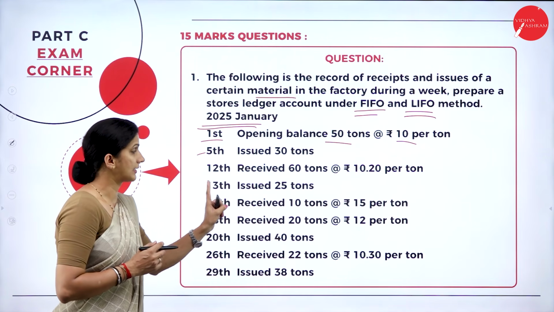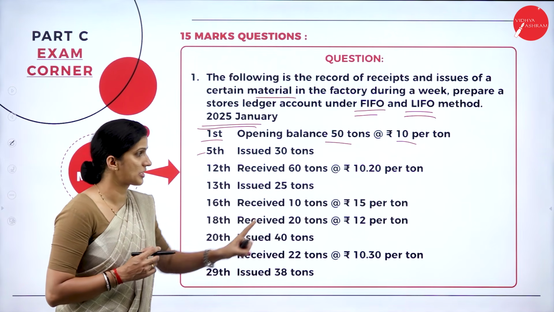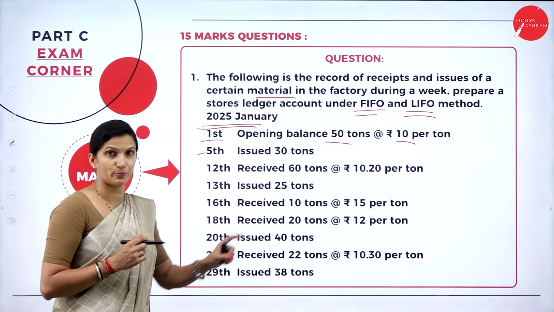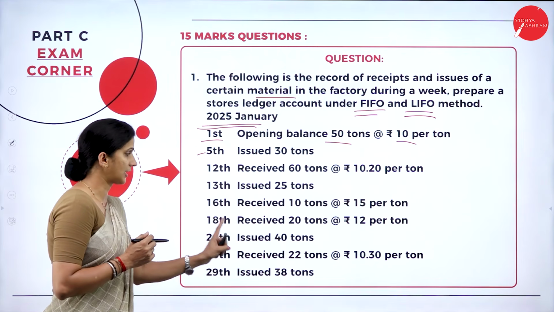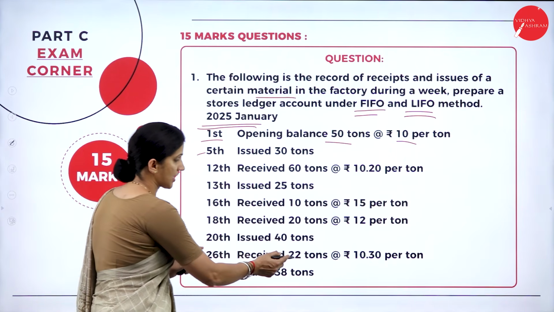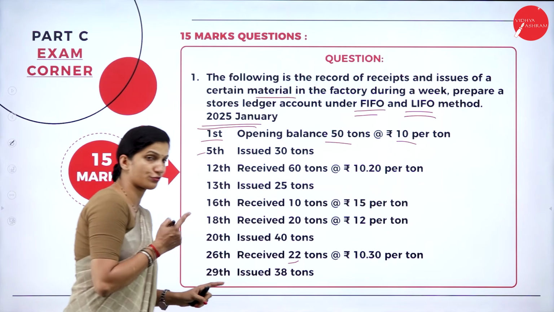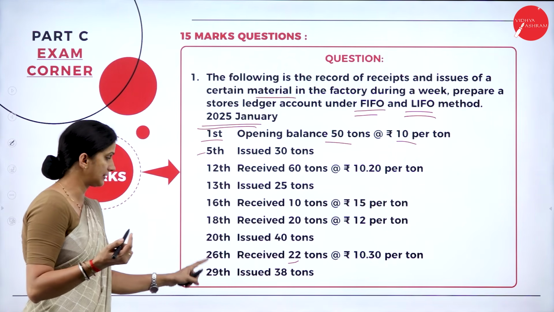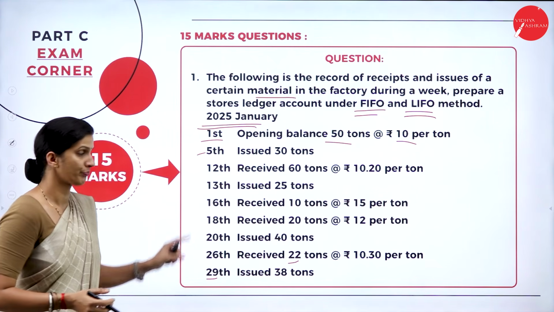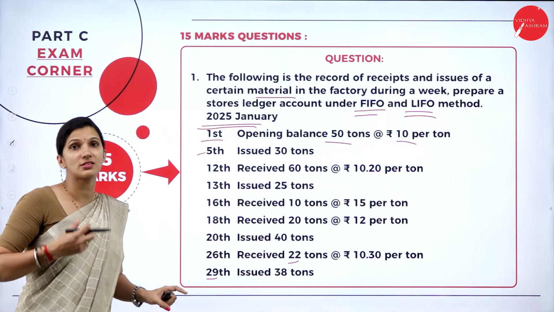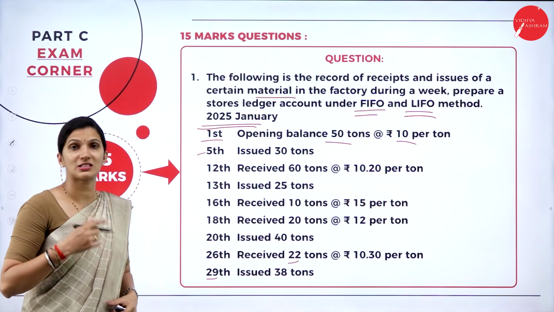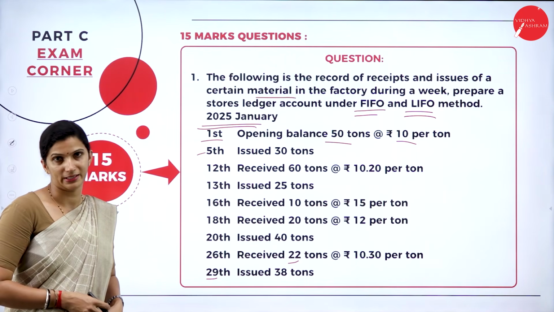Then 16th, received 10 tons at ₹15. Then on 18th, received 20 tons at ₹12. Then 20th, issued 40 tons. Then on 26th, received 22 tons at the rate of ₹10.30. And then on 29th, issued 38 tons. So these are the various transactions that you are given. With these transactions, we will prepare the store's ledger account under both methods.